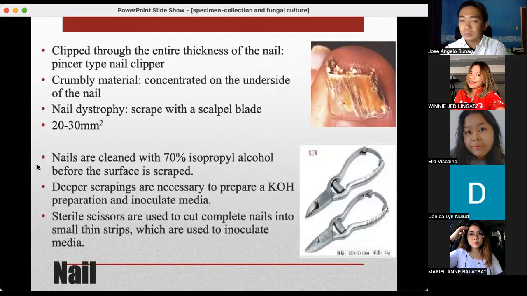Okay, so another, yung ating mga nails. So it must be submitted as scrapings or cuttings of the whole nail. Pero kung natatanggal na naman na yung buong kuko, pwede naman yun, i-submit na. So disinfect with 70% alcohol and subject that to your KOH wet mount for deeper scrapings. But please do take note, yung mga gagamitin po nating instrumentation and equipment, it must be sterile.